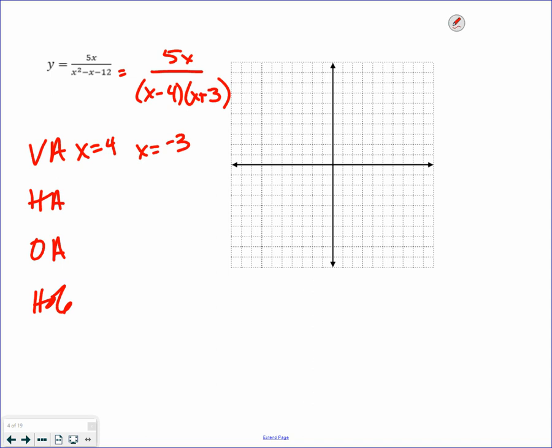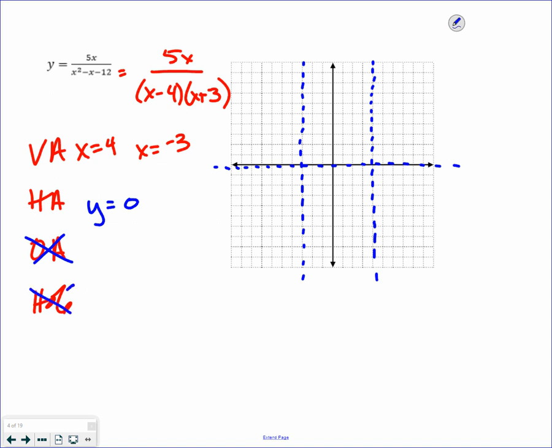So when I go over to my graph, I'm going to have a vertical asymptote at 4 and a vertical asymptote at -3. Since the degree of the top is smaller than the degree of the bottom, we're back to y equals 0 for the horizontal asymptote. The degree of the top is not bigger than the bottom, so you won't get an oblique asymptote, and nothing cancels, so you won't get a hole. We're going to get to that in just a few minutes.